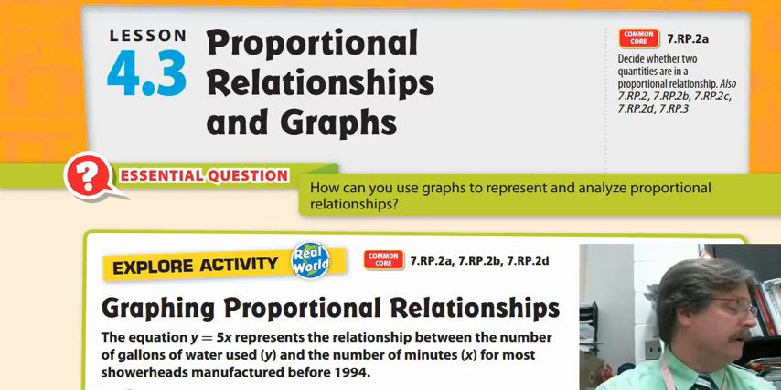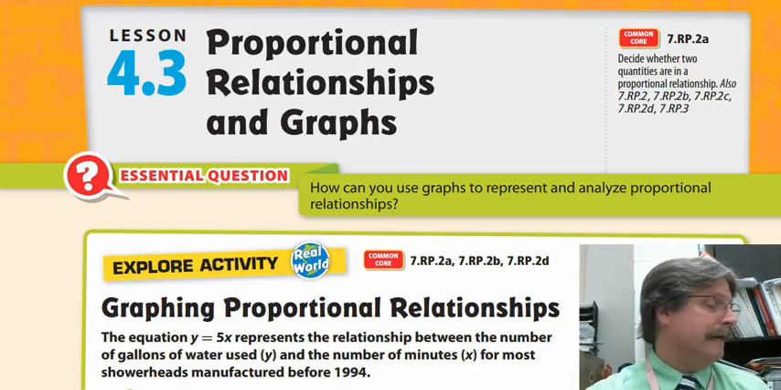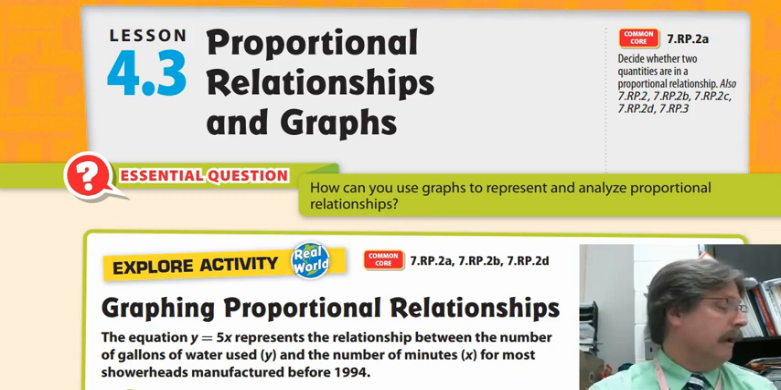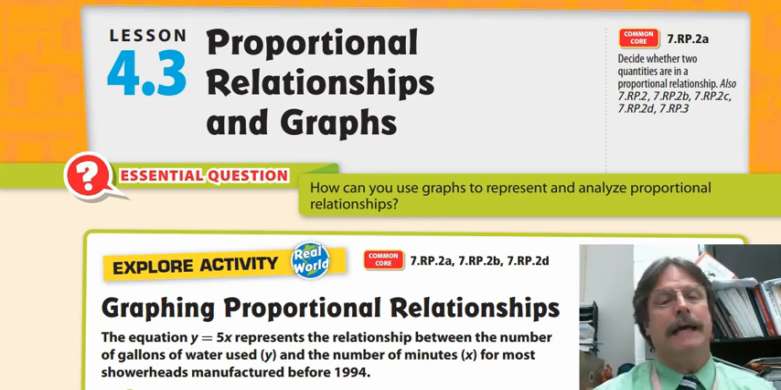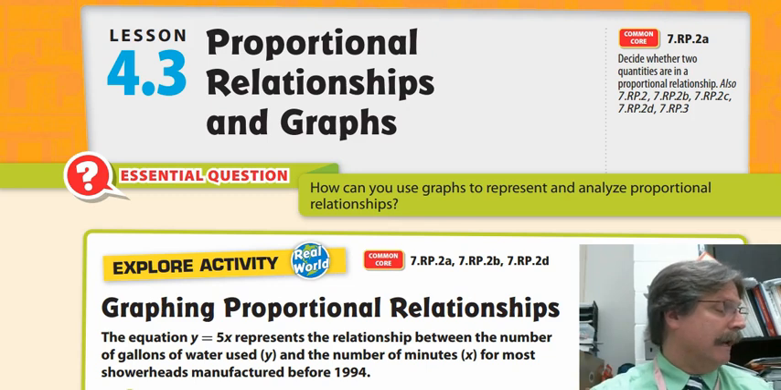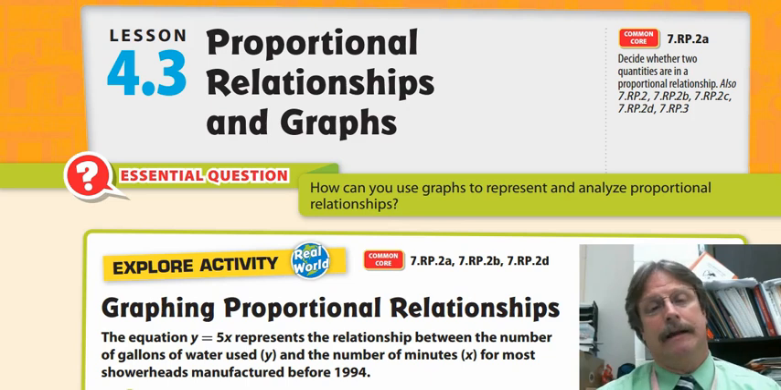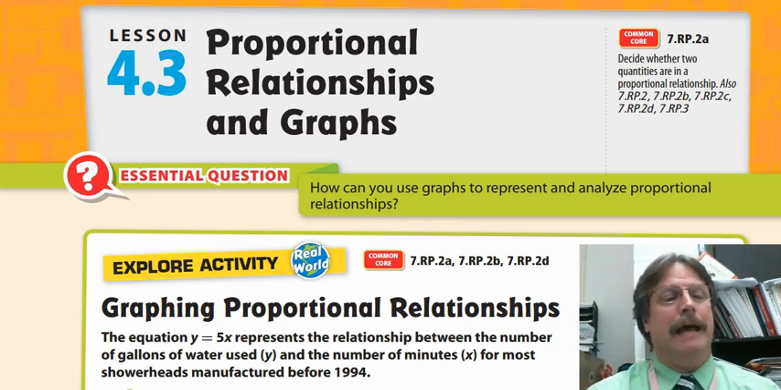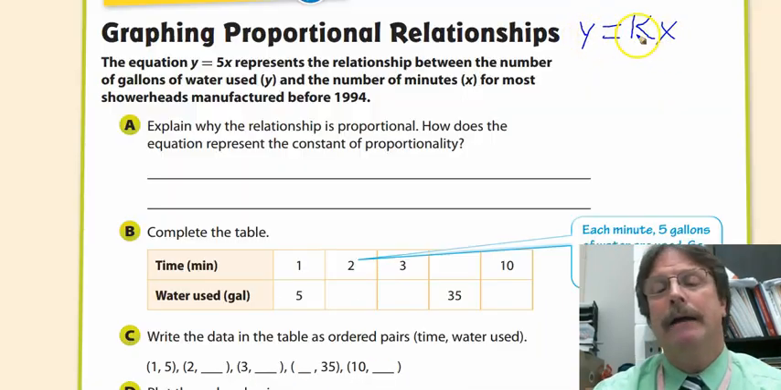So in 4.3, we're going to find out a constant rate does not necessarily mean that a relationship is proportional. We're going to look at a graph that has a proportional relationship, which always has a line that goes through the origin. And we're also going to highlight and emphasize that the unit rate is represented by the letter k, or the constant in the equation y equals kx.